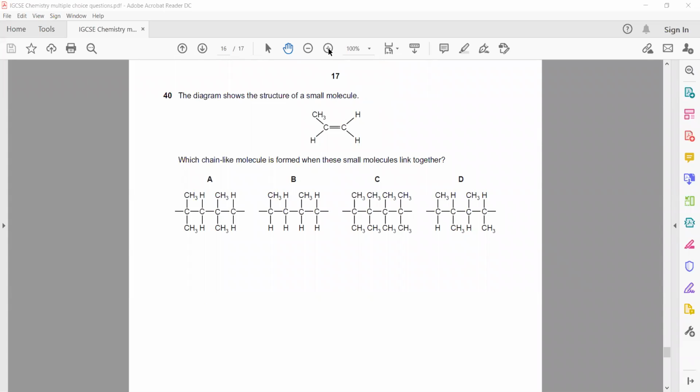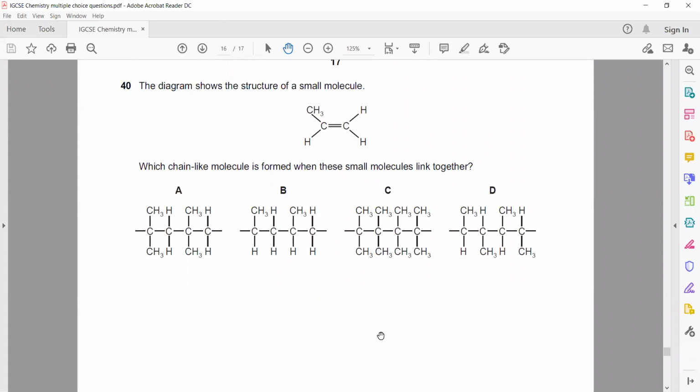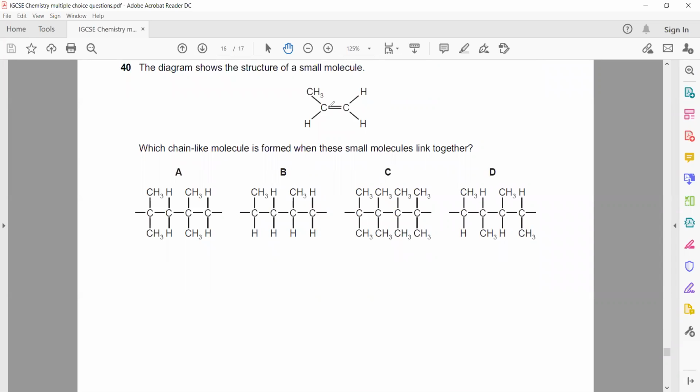The last one: to draw a polymer, you will just draw the repeat structure but without the double bond. So if I draw this and put a bracket and n, which one matches? There should be one carbon chain and hydrogens will be there, so B matches.